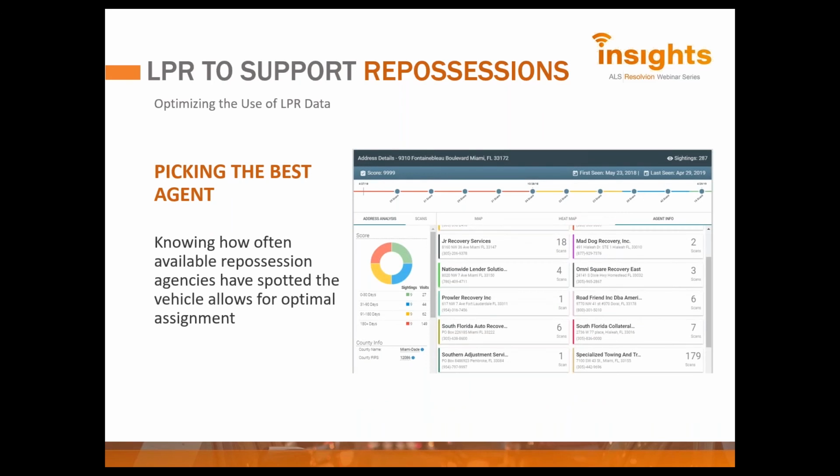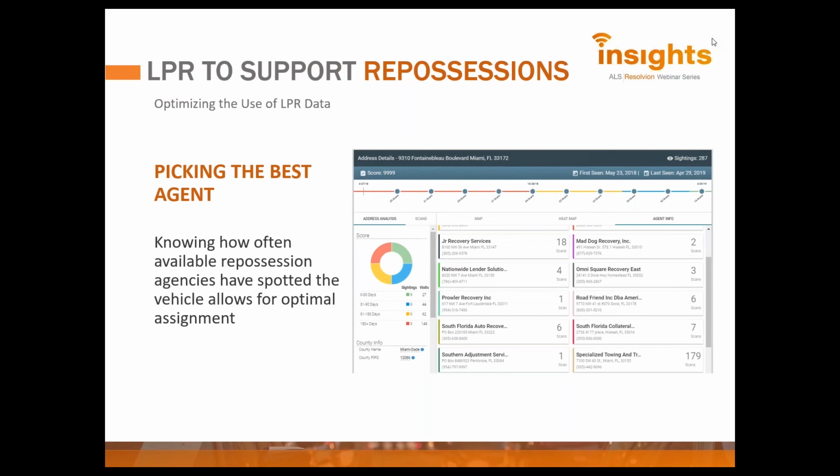Here's another interesting one. It's using the data to pick the best agent. As I'm sure most of you have experienced, on any given location, you might have multiple agents that cover and service that particular area. So the question is, which one do you choose? There's a variety of factors that we consider in making that decision, but a really important one is which agents have seen this vehicle in the past.